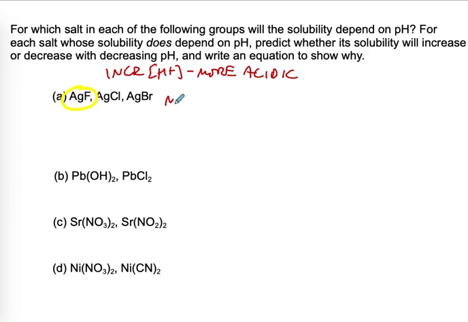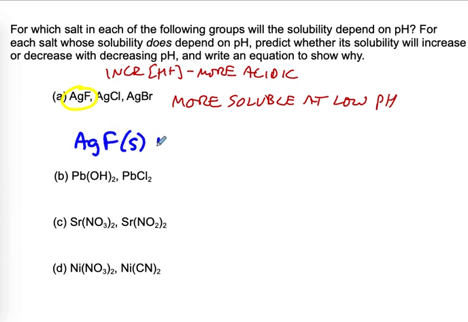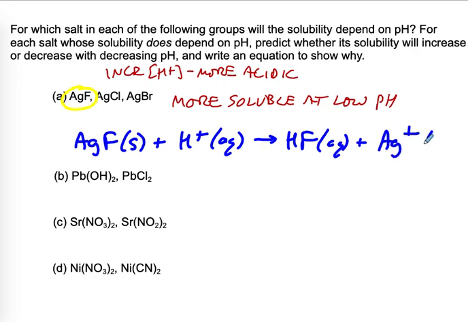We would predict that it would be more soluble at low pH, and the equation to show that would simply be solid silver(I) fluoride reacting with hydrogen ions to form the conjugate acid, hydrofluoric acid, plus the silver(I) cation, aqueous.